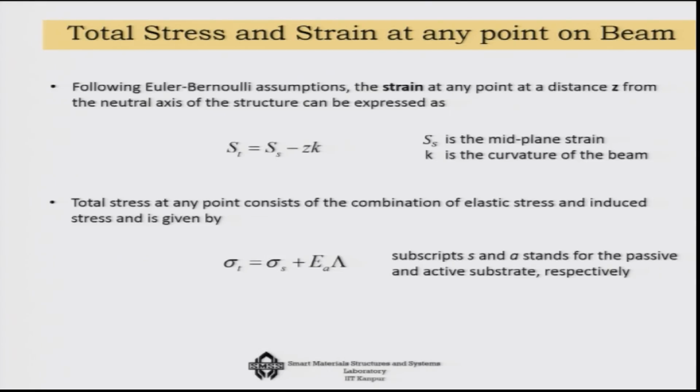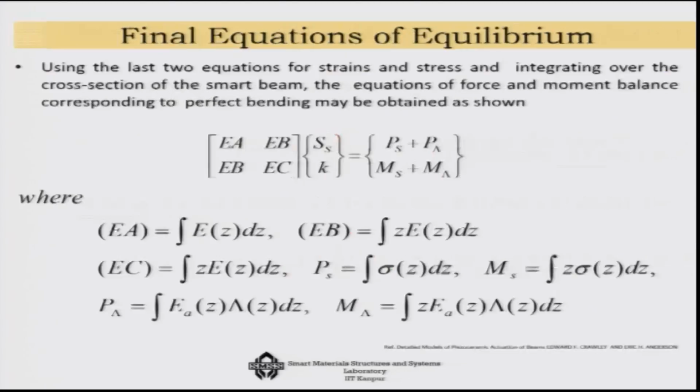Now, if you consider the Bernoulli Euler one, then the total strain, as you already know from your ideas of composites, has two parts. One is the midplane strain and another is related to the curvature, z kappa, where kappa is the curvature of the beam. And the total stress at any point will have the stress that is coming from the structural part and also the stress that is generated from the actuator, the free strain blocking stress, lambda. So, that is the total stress.